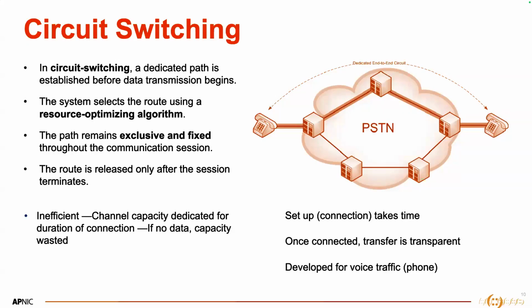When we talk about circuit switching, we talk about a transparent dedicated communication channel. When we talk about packet switching, we talk about flexible IP packets, which can take any path based on the decision of the routing protocol, right?